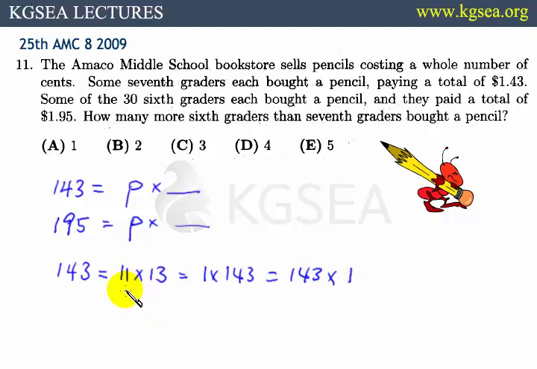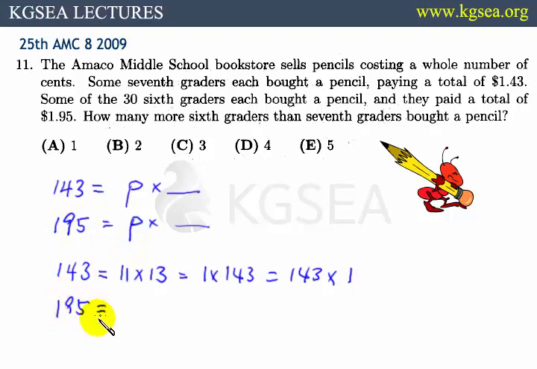What I mean by that is this could be 11 cents and there were 13 students who bought it, or 13 cents and 11 students bought it, or it was 143 cents and 1 student bought it, or it was 1 cent and 143 students bought it. These are the only possibilities. And the next one would tell us what happened.